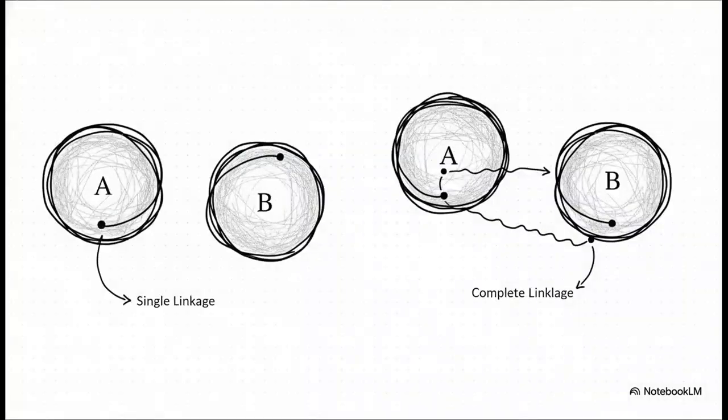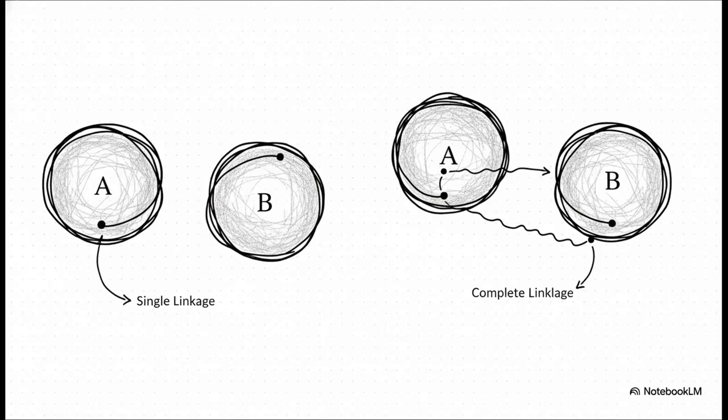And this brings up a really important question. When the algorithm is trying to decide whether to merge 2 big clusters, how does it define distance? Does it look at the 2 closest members in each group? That's called single linkage. Or does it look at the 2 members that are farthest apart? That's complete linkage.